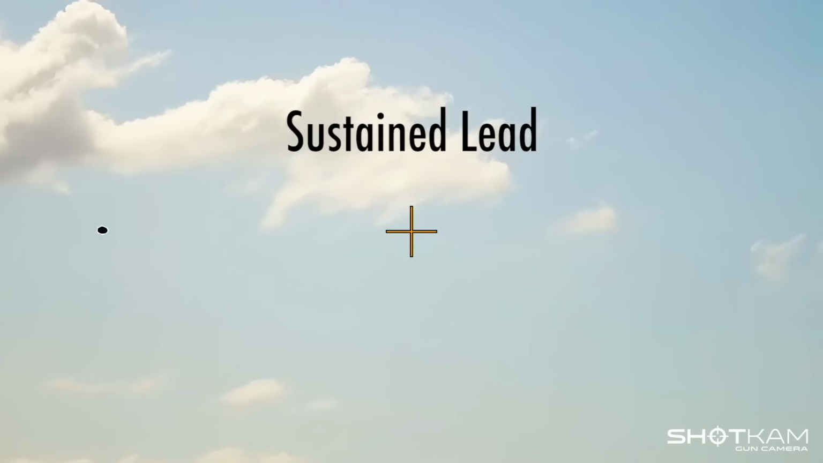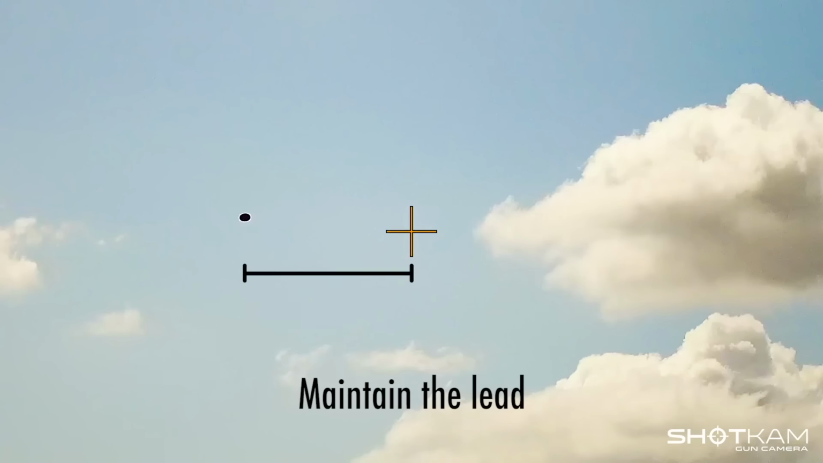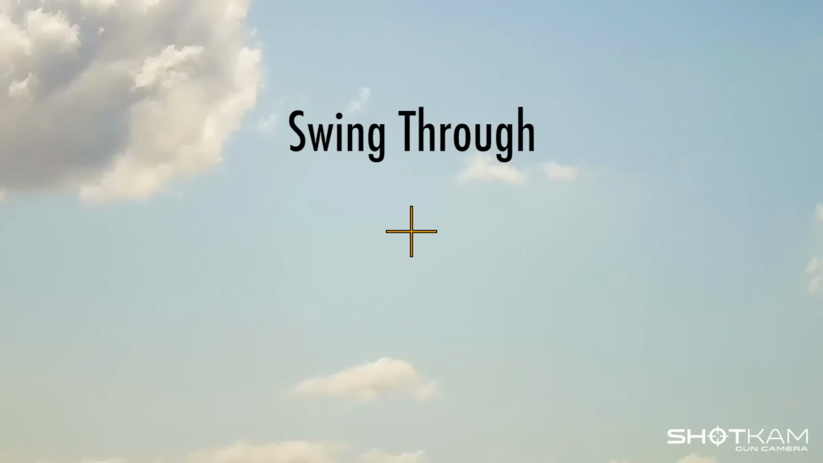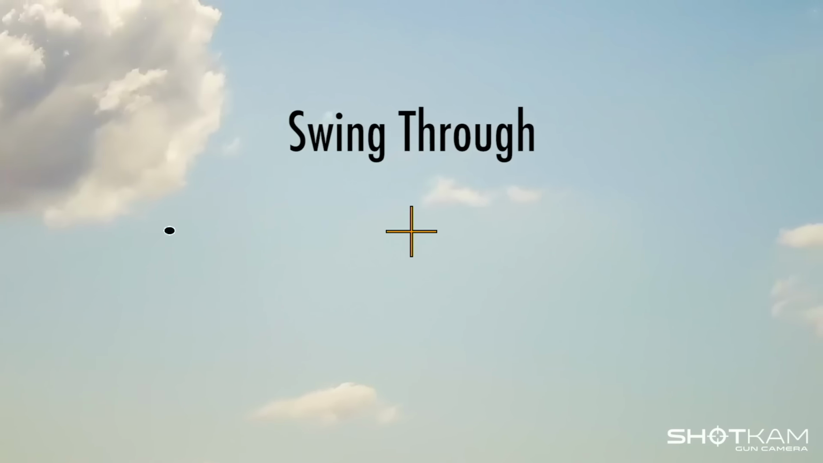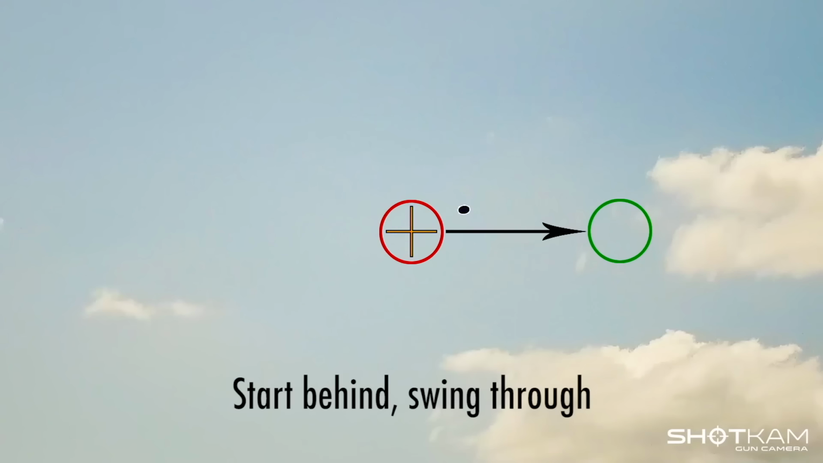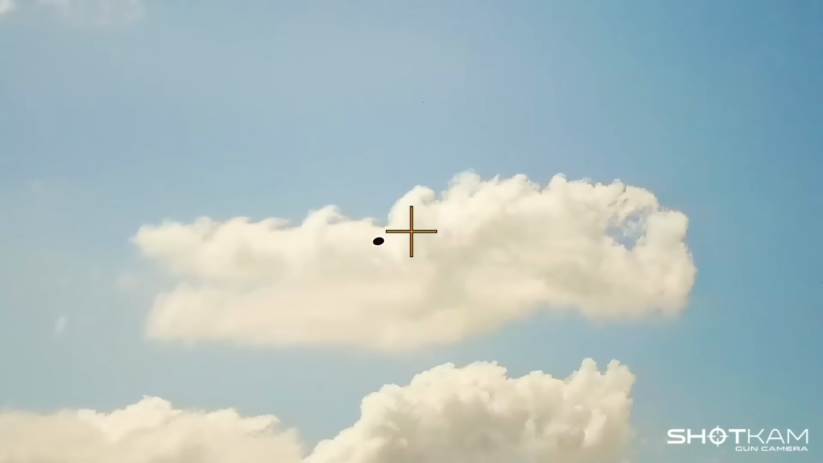The main two shooting techniques that we'll look at today are sustained lead, meaning you always stay ahead of the clay, then establish a point where you're matching the speed of the bird and pull the trigger, and the swing through technique, which is typically recommended for quartering targets and is when you start behind the bird, then accelerate through the line of the target.